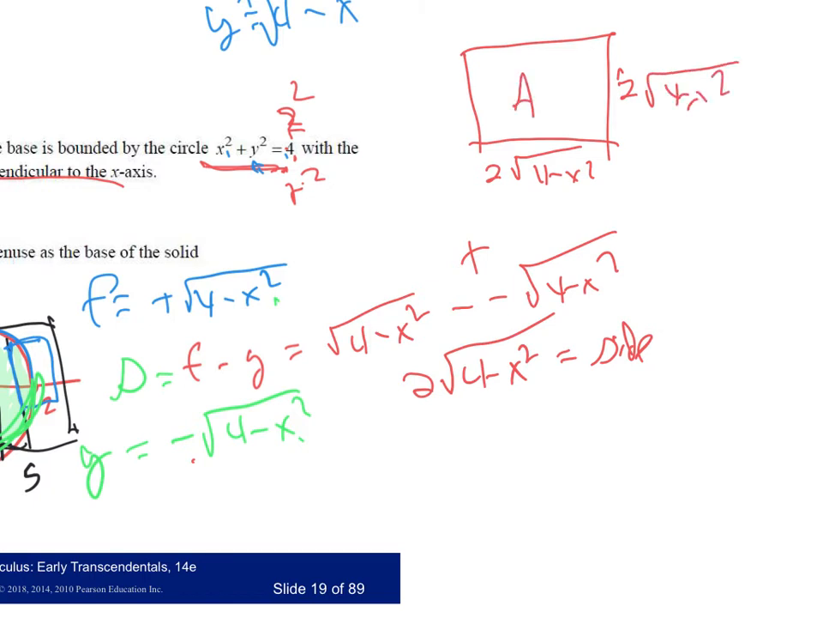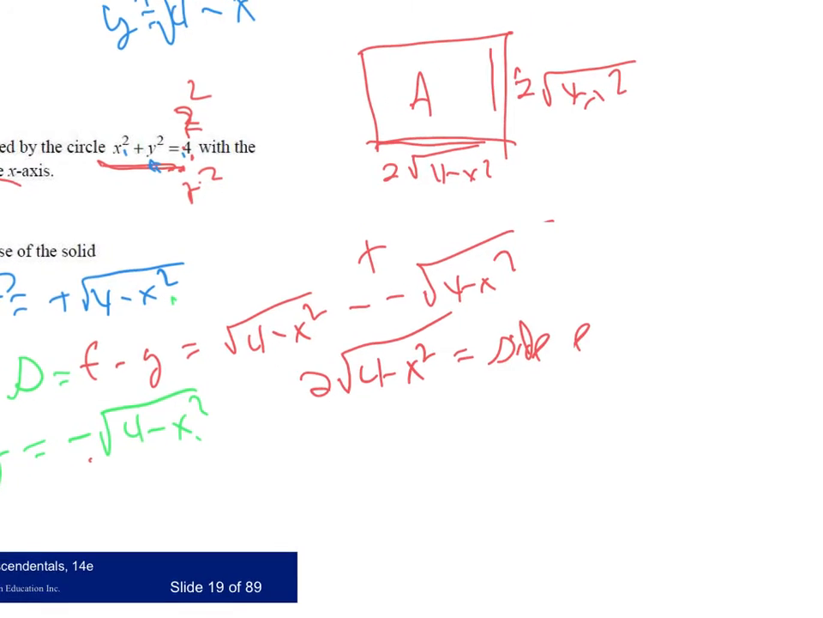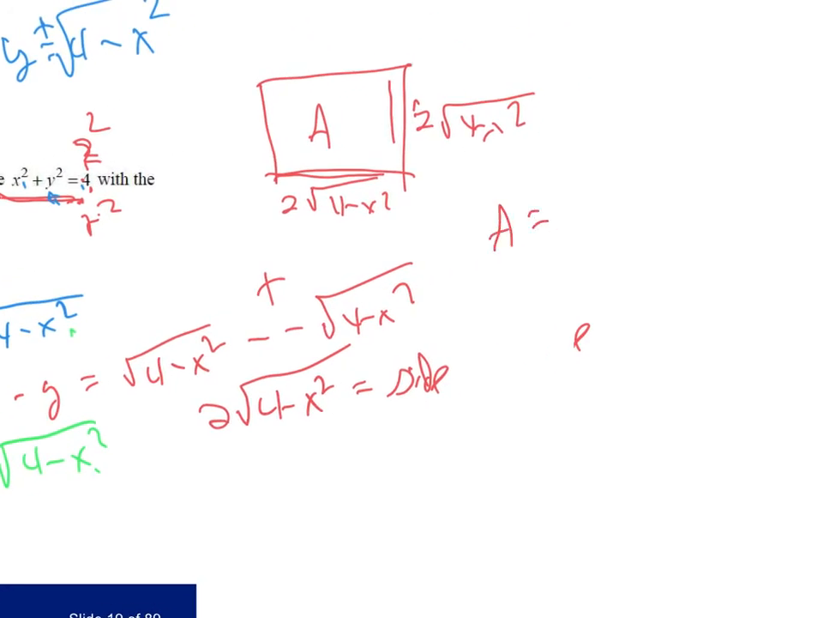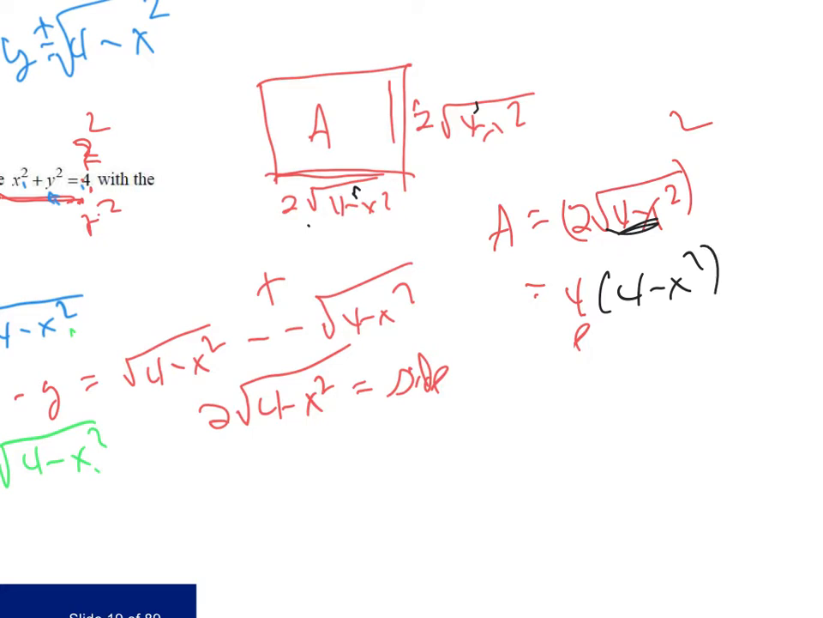And the area of this square will be side times side. So area is 2 times the square root of 4 minus x squared, all of it squared, is 4 times the insides, 4 minus x squared. Because when you make a square root times a square root, it cancels out the radical. All right, there's the area of that square.